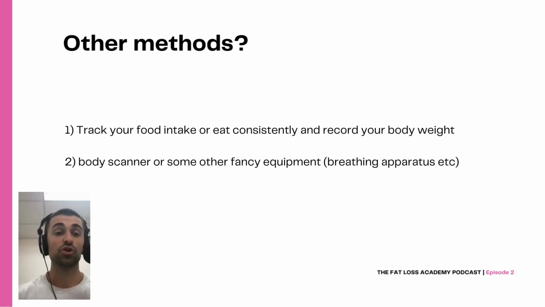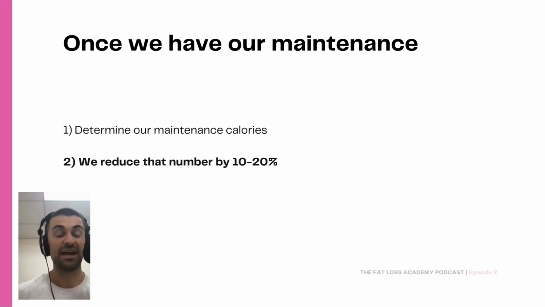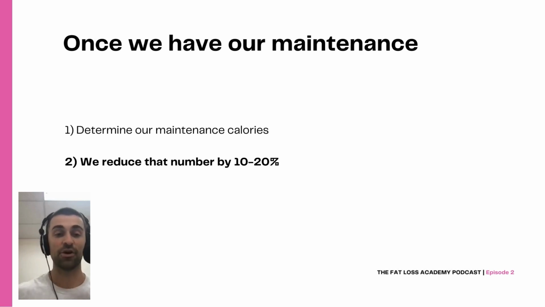And the second is you could get some body scans. They can give you a little bit more of an accurate idea, or you can use some other fancy equipment, so you can use things such as breathing apparatuses, etc. But chances are you don't have easy access to that equipment, okay? So the calorie calculator, although it's not 100% accurate, it's probably the easiest thing to do. So we have our maintenance.